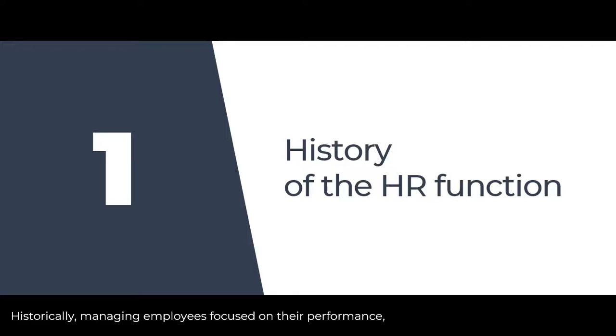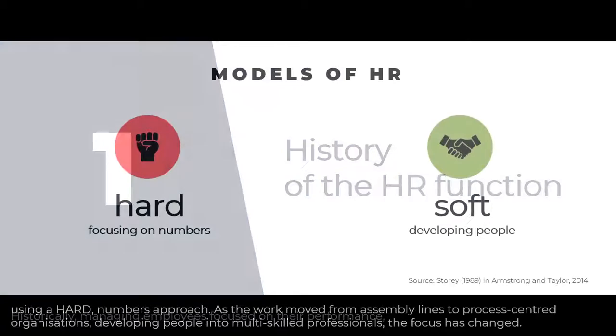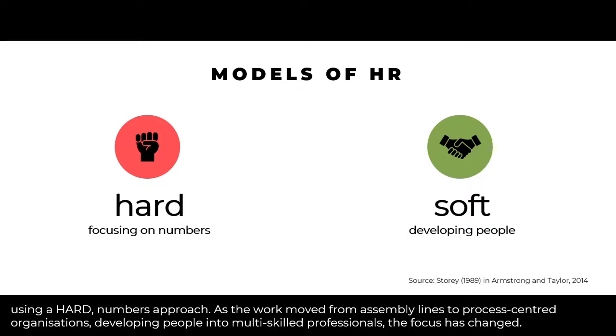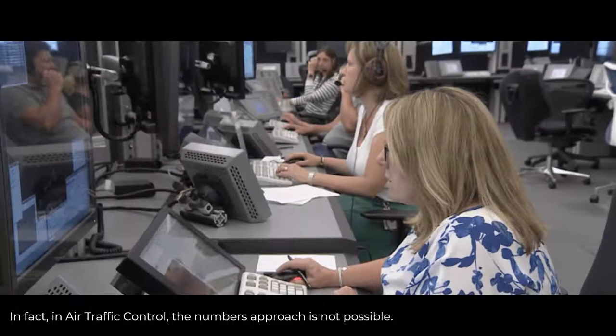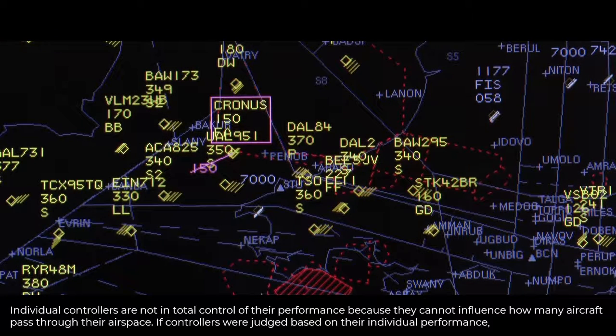Historically, managing employees focused on their performance, using a hard numbers approach. As the work moved from assembly lines to process-centered organizations, developing people into multi-skilled professionals, the focus has changed. In fact, in air traffic control, the numbers approach is not possible.